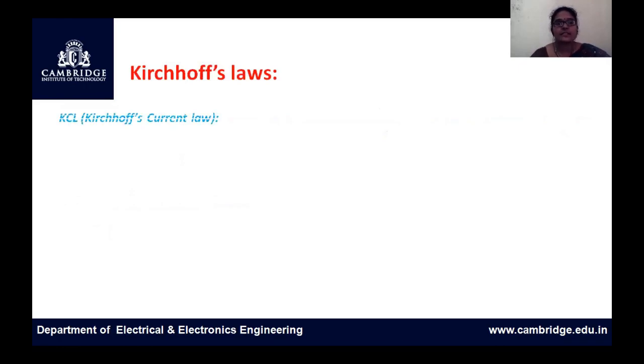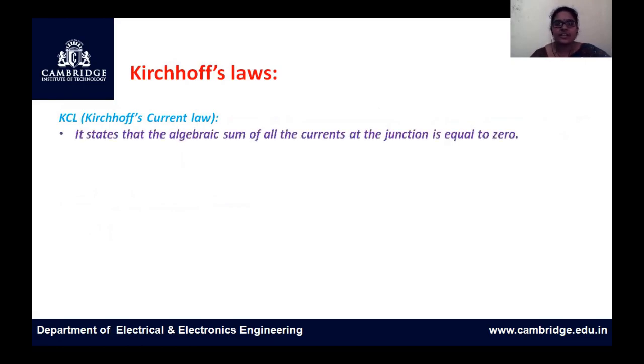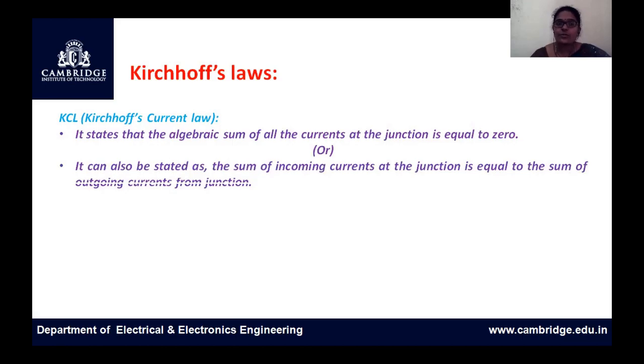Next, coming to Kirchhoff's laws. We have two types of laws stated by Kirchhoff. The first one is called Kirchhoff's current law. Kirchhoff's current law states that the algebraic sum of all the currents at the junction is equal to 0. Or we can also say the sum of incoming currents at a junction is equal to the sum of outgoing currents from the junction. This is called Kirchhoff's current law. This law is mainly based on the law of conservation of charge.